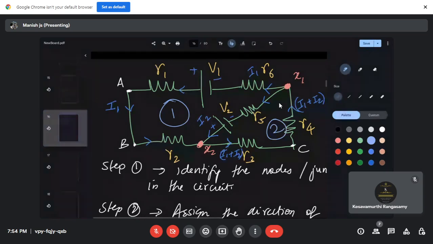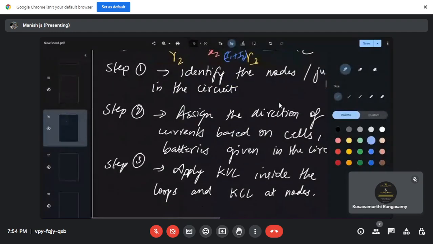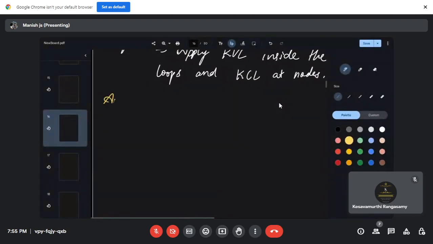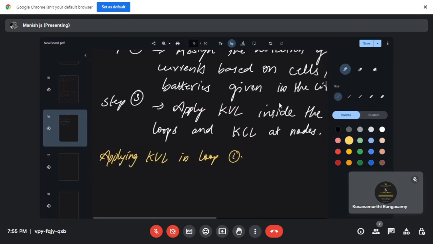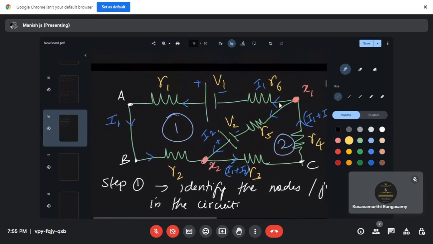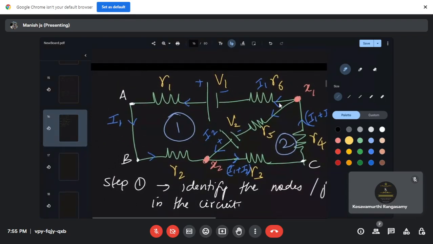So there are two loops. For each loop, you can apply Kirchhoff's voltage law, which tells you the sum of the potentials inside the closed loop is always equal to 0. So there are two loops, and now we are going to apply Kirchhoff's voltage law for the loops. Applying KVL in loop 1. So how do we address loop 1? Always start from a point and come back to that same point. A, B, X2, X1, A.